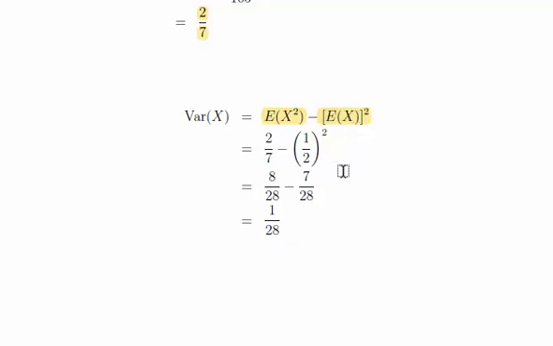So we're just using the numbers we found already. 2 over 7 minus 1 over 2 squared, which is 1 over 4. 2 over 7 is 8 over 28, and 1 over 4 is 7 over 28. So when we get the difference there, 2 over 7 minus 1/4 works out to be 1 over 28. Okay, so that is our variance.